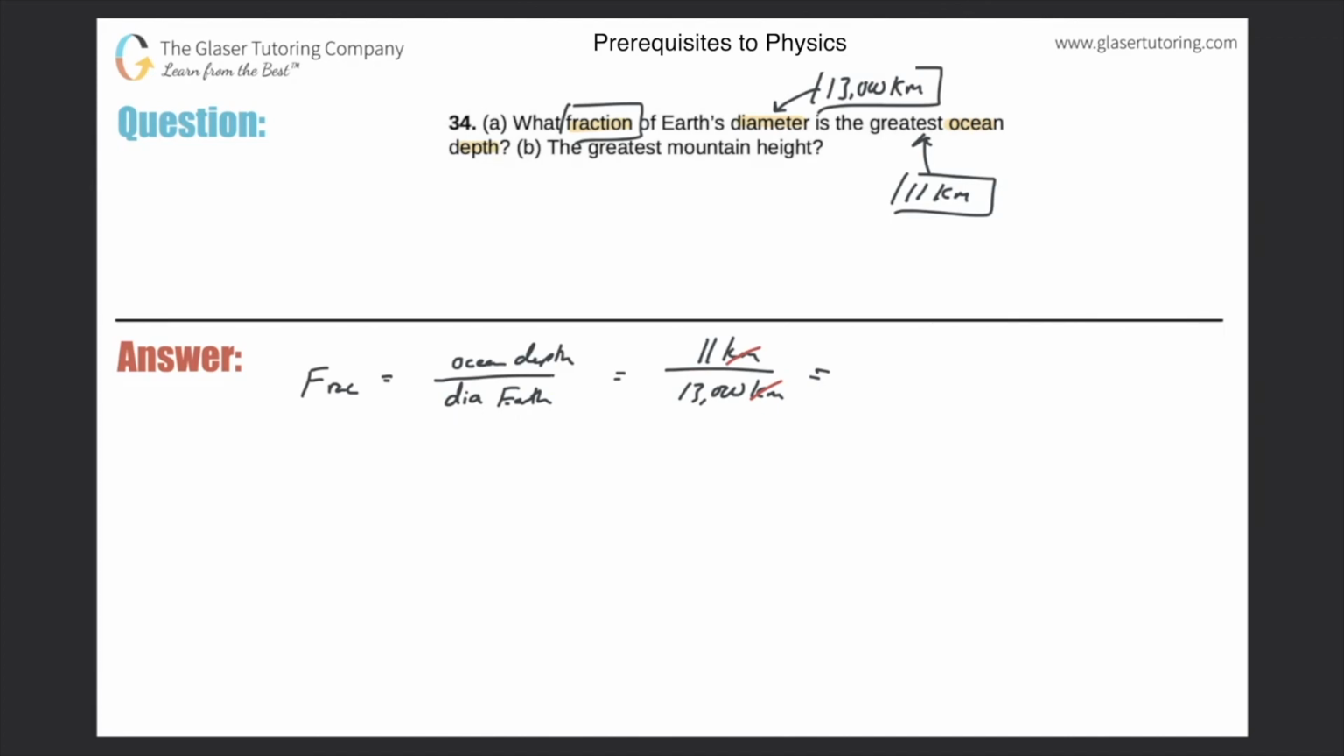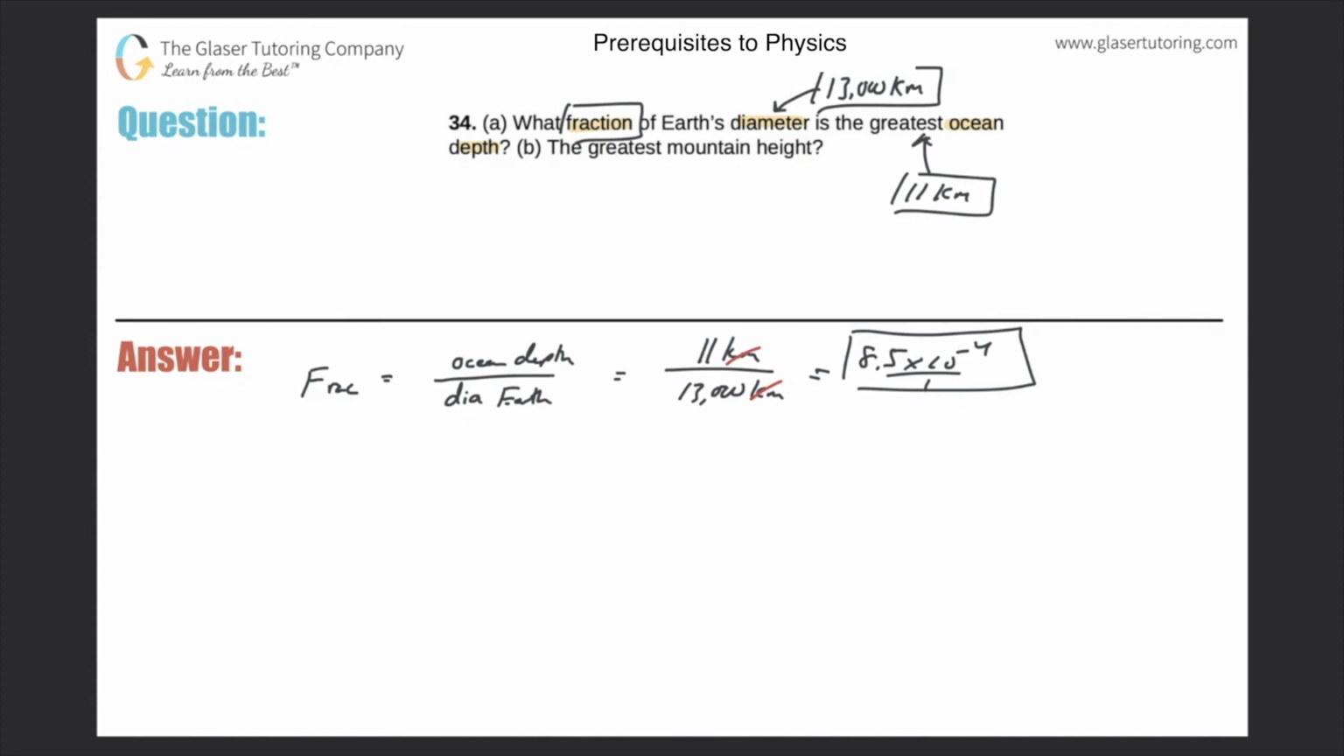That works out to a fractional value of about 8.5 times 10 to the minus 4. And that would be the fractional value. This is really over 1, you can put that over 1, that's not a big deal. But that would be the fraction, and again, no units because they canceled. Okay, so that's the fractional value in terms of the greatest ocean depth.